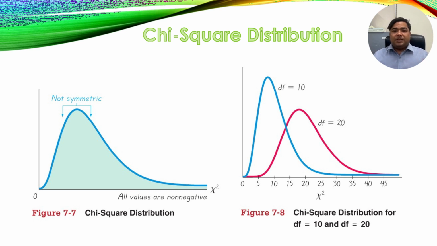Another important point is that the chi-square distribution is not symmetric. Unlike the normal distribution, it is usually skewed to the right. This means the curve rises quickly and then slowly decreases with a long tail on the right side.